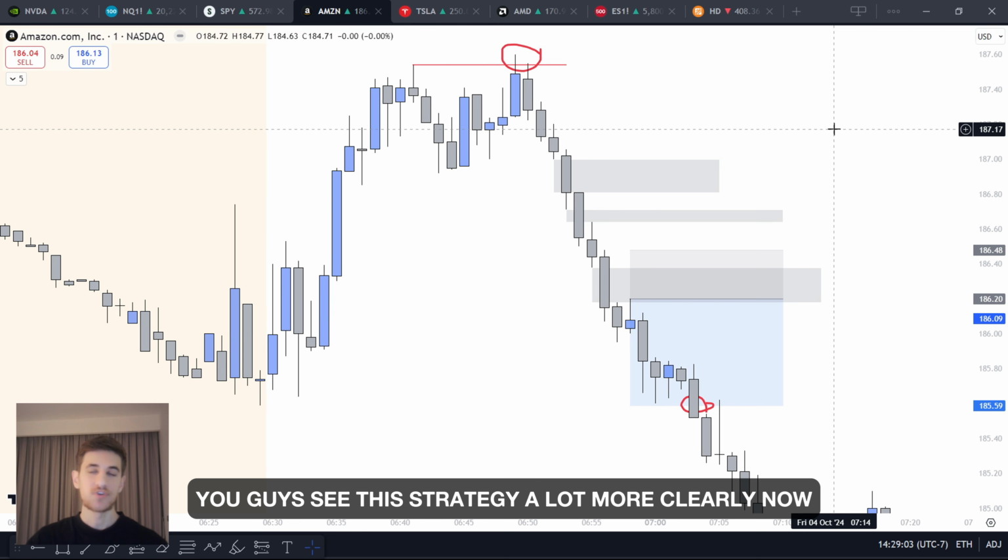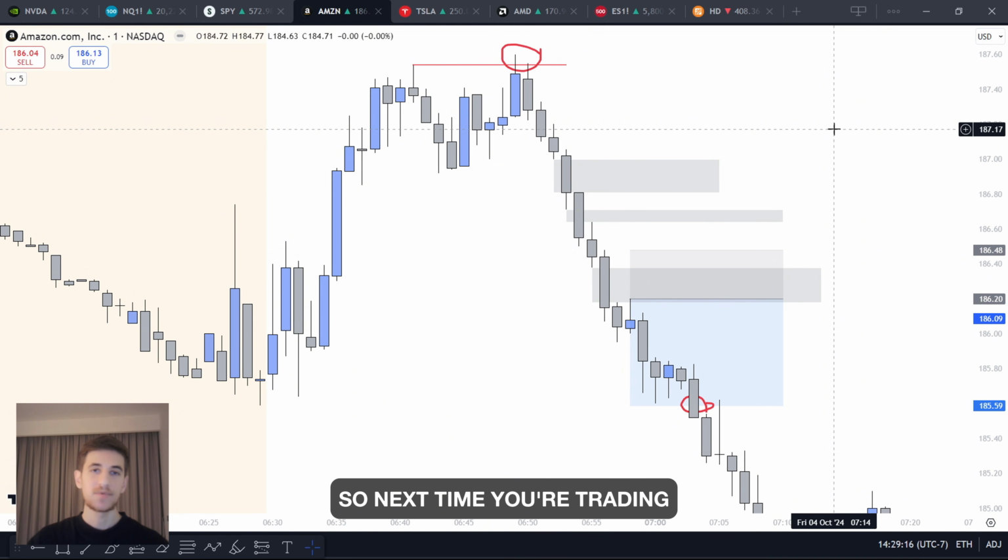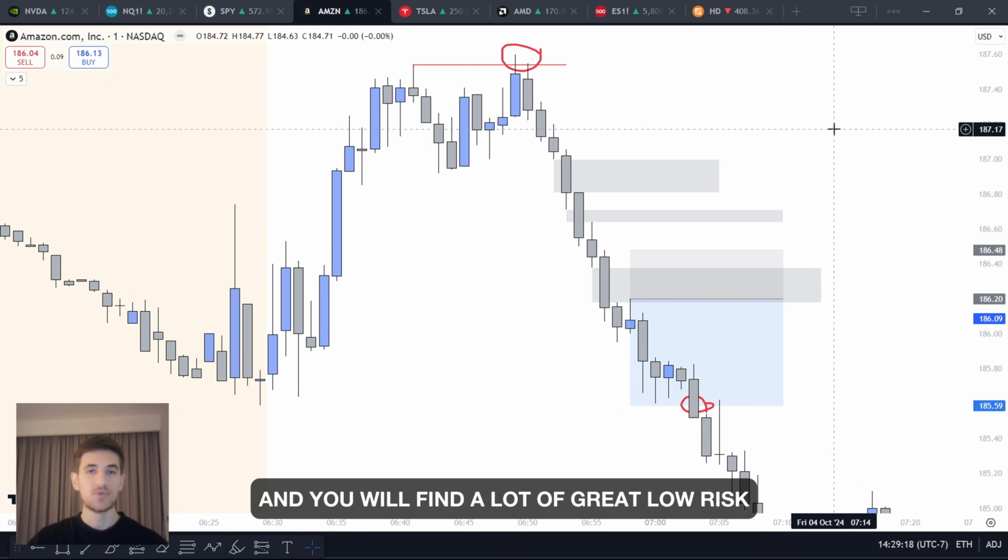So hopefully you guys see this strategy a lot more clearly now and it's a little bit easier to understand. So next time you're trading, keep an eye out for this strategy and you will find a lot of great low risk, high reward trades.